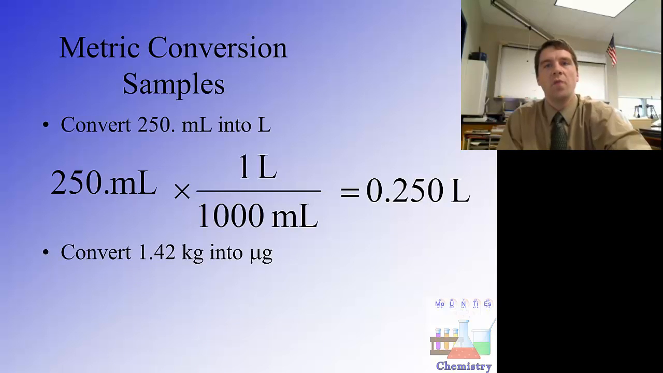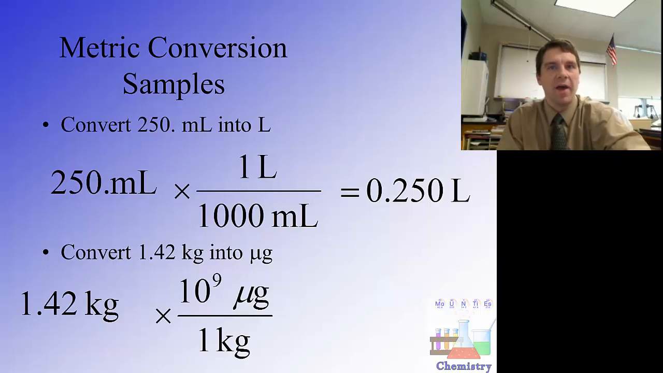If we take 1.42 kilograms and we want to convert that into micrograms, we start by writing that down, and then we know that micro is 10 to the minus 6th power. Kilo is 10 to the positive 3rd power. So there's actually 9 powers of 10 difference from micro to kilo. And so when we set up the conversion factor, we want the kilograms to be on the bottom so that we can cancel them out. But we would have 10 to the 9th or 1 billion micrograms per 1 kilogram.